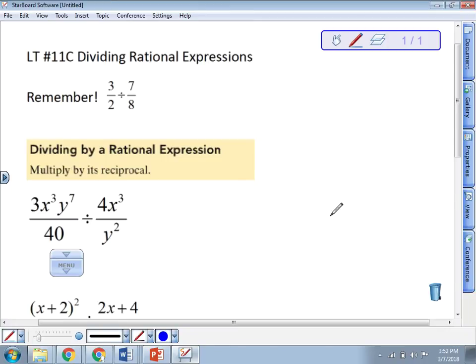Welcome to the notes on dividing rational expressions. Dividing rational expressions is very similar to multiplying rational expressions, but there is one additional step. So let's take a look at this first example. If you have 3 halves divided by 7/8, do you remember how to do this simple problem?